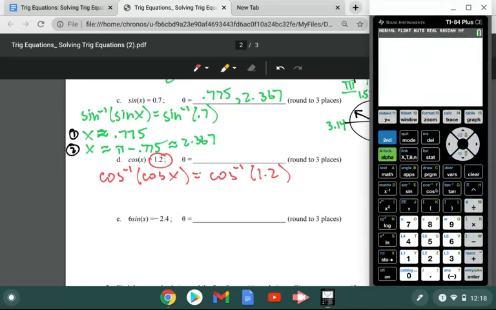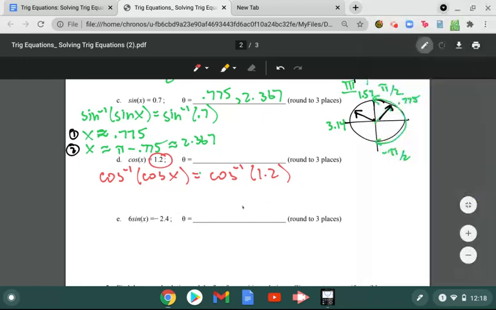So I'm going to go second, cosine inverse, 1.2. I'm putting in a trig ratio. Trig ratios are bound by 1 and -1. Enter, and sure enough, I get a domain error. So actually, that's really nice. It's just not possible. So no solution here.